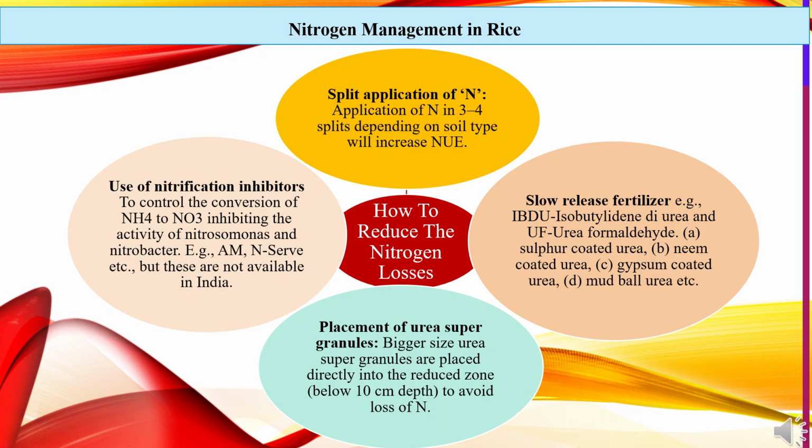Deep placement of urea supergranules. Larger urea granules are placed below 10 cm depth in the reduced zone of the soil, limiting volatilization and denitrification losses. Use of nitrification inhibitors. Compounds such as AM and NSERV suppress the activity of nitrosomonas and nitrobacter, slowing the conversion of ammonium, NH4, to nitrate, NO3, thereby reducing leaching and denitrification. However, these inhibitors are currently not commercially available in India.